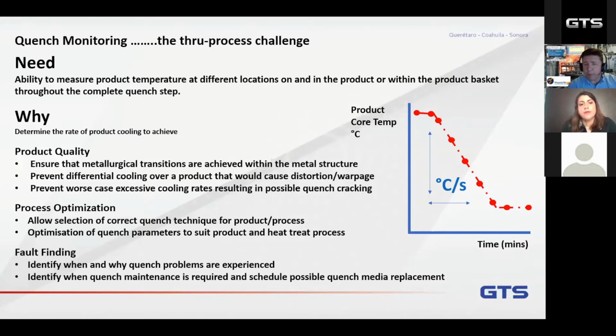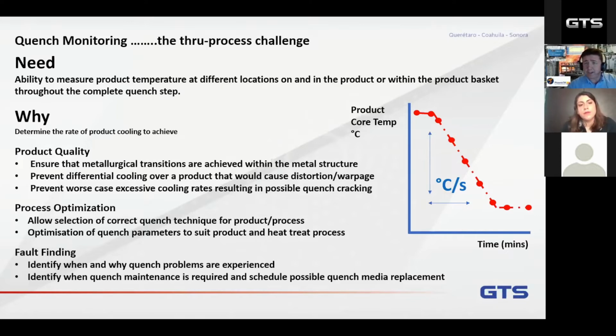But possibly more importantly also is that if we've got differential cooling rates within a product, that can lead to distortion and warpage of the product, which obviously is not a favorable observation to have within the process, because you don't want to distort the shape or the form or the appearance of the product, because it then probably won't do the function it's designed to do.